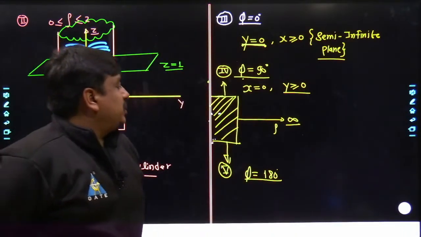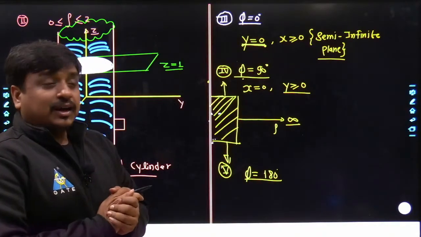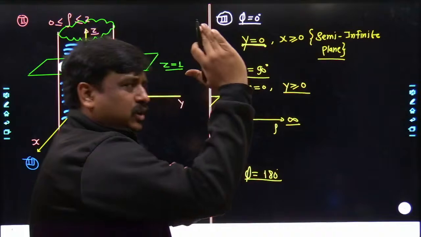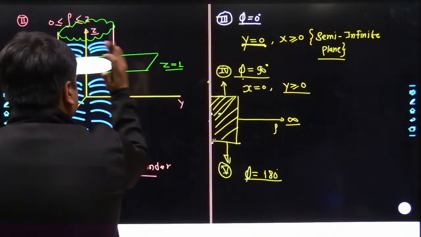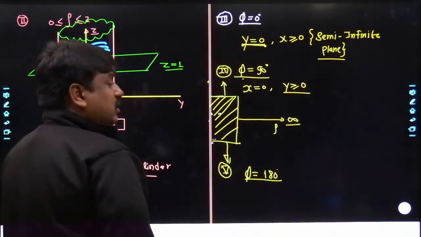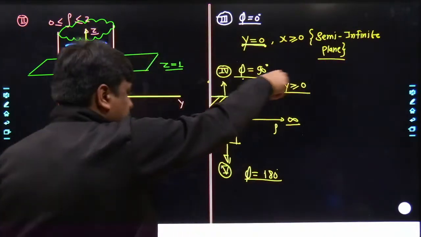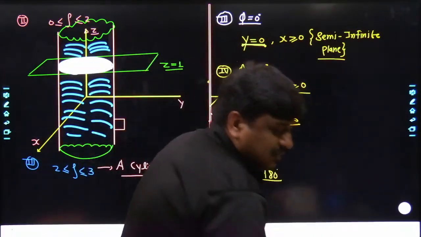I want to know from each one of you how phi equals 180 degrees can be written in the Cartesian coordinate system. My dear friend, this was phi equals 0, this was phi equals 90 degrees, and this was phi equals 180 degrees. What does that mean? That means you have taken the rotation of 90 and 180 degrees. That means you can see it like this.